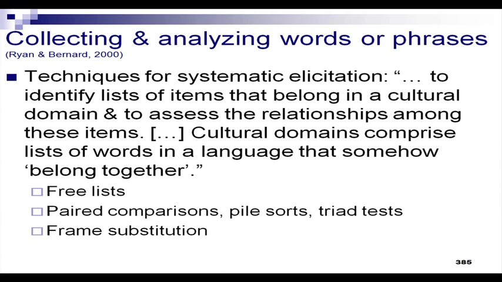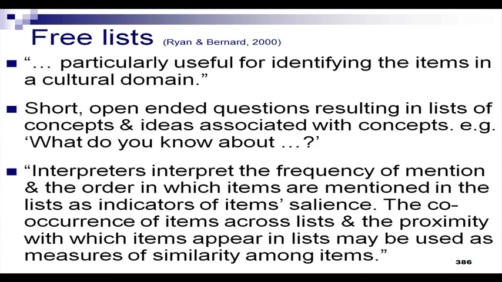There are three broad categories of techniques that we use here. One is called free lists, the other is paired comparisons, pile sorts, and triad tests, and the third one is frame substitution. We'll discuss each of these in detail now. Free lists are particularly useful for identifying the items in a cultural domain, and they consist of short, open-ended questions resulting in lists of concepts and ideas associated with concepts.